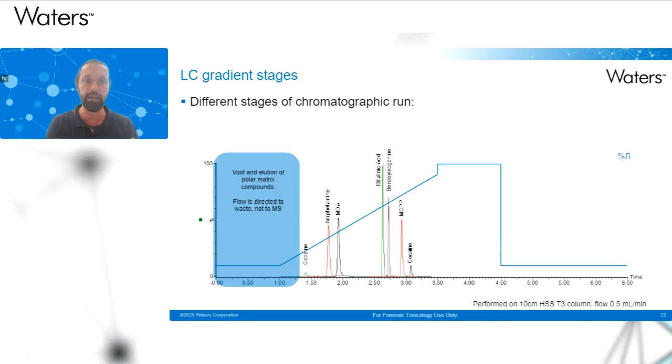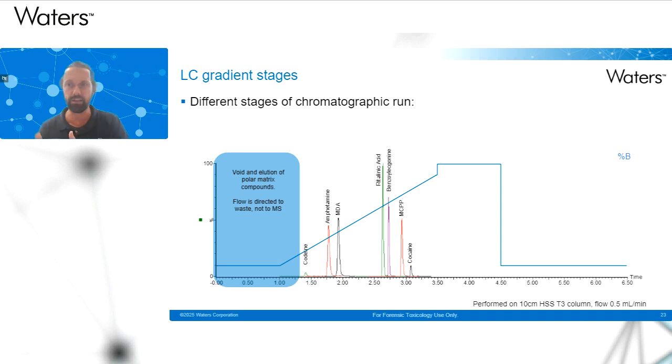Well, at the very beginning, we have what we call the void of the method. So this is the region where all the unretained compounds are eluting. Typically, this is also the stage where the mobile phase flow is diverted to the waste. Now, it's up to all you method developers out there to make a method in such a way that there is a decent retention for the first eluting compound.